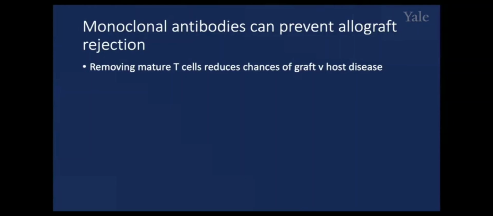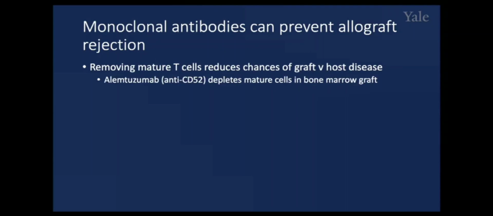And here, the bone marrow that is infused into a patient actually recognizes that patient as foreign and begins to attack them. So you can reduce the chances of this happening by removing mature T cells from a graft. You can do this using an anti-CD52 therapy, and this depletes mature cells in a bone marrow graft. And then, like I said, these T cells might recognize the host as foreign, so depleting them reduces the chances of that.